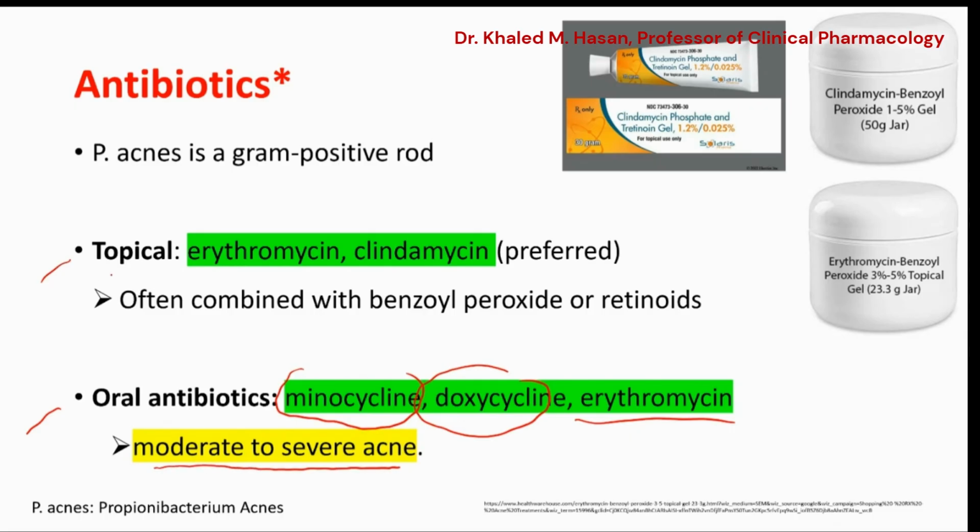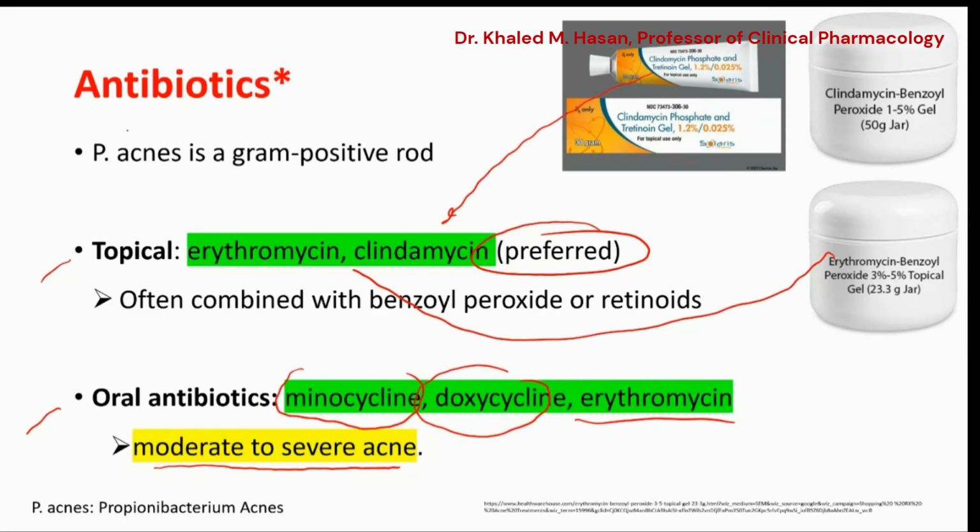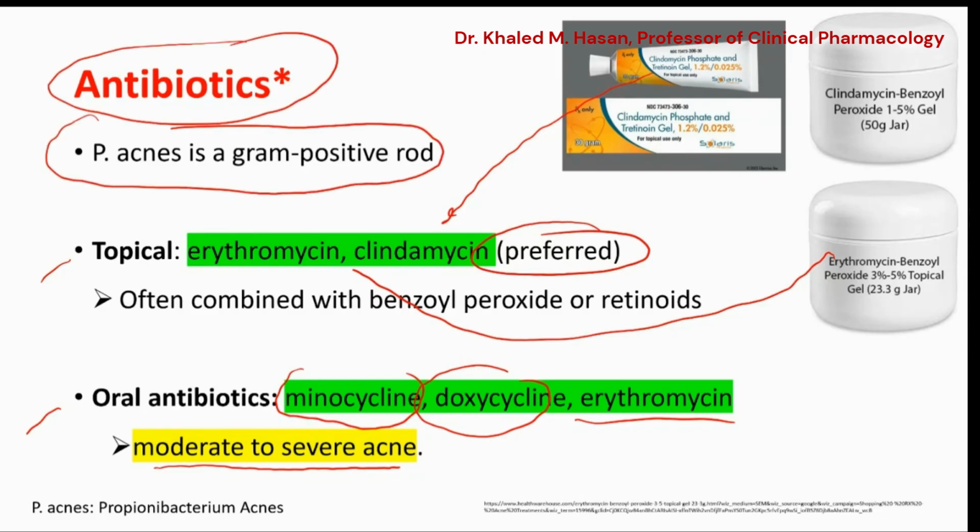What about topical here? Preferred treatment: we always prefer local over systemic. You can see here we have clindamycin, for example, and erythromycin, topical. It could be a cream, a gel. So we have several antibiotics. The main purpose here is to treat or eradicate the bacteria. Does that make sense? What is the main purpose? To eradicate the bacteria, because we have an infectious component in the acne.